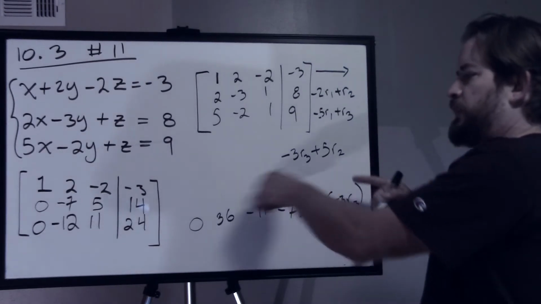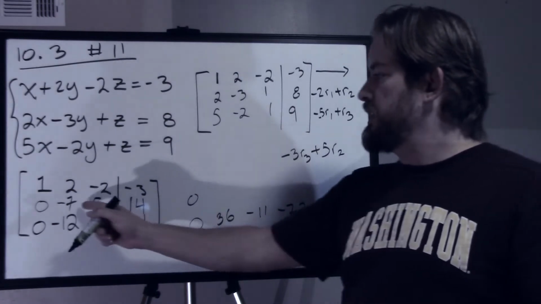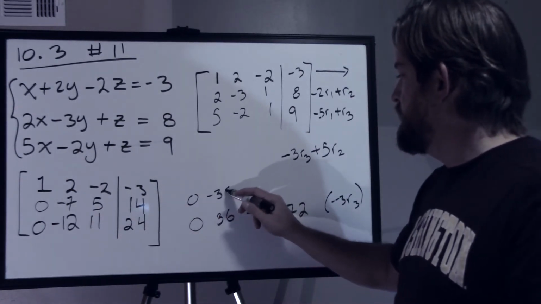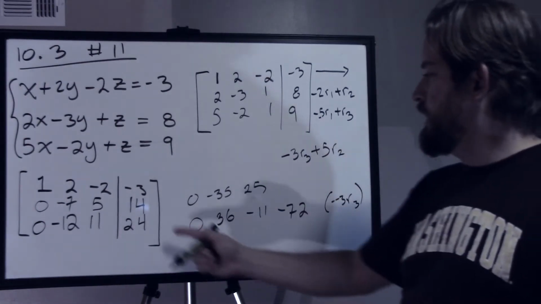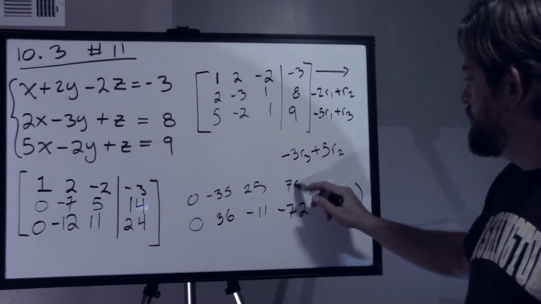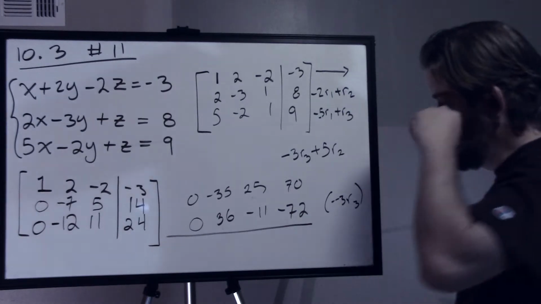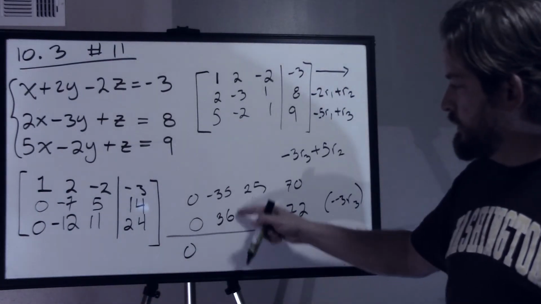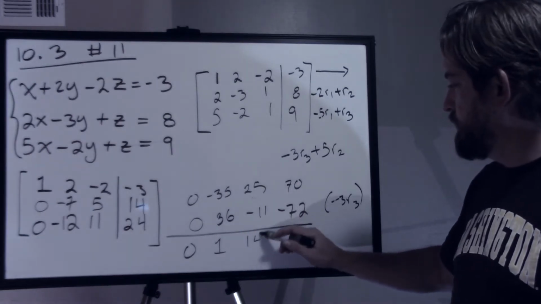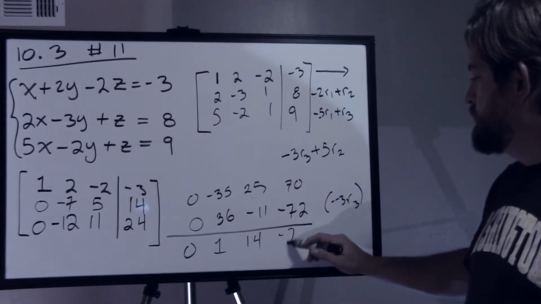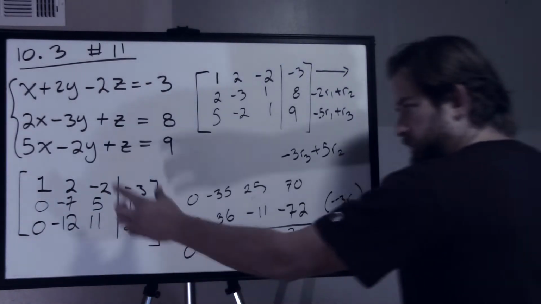And I just need to add on 5 row 2, so I'm just going to take 5 times 0 is 0. 5 times -7 is -35. 5 times 5 is 25. 5 times 14 is 70. And I'll just add these two, and that's my new row 2. So I get 0, this is 1, 25 minus 11, 14, and then minus 2. So this is what's going to take place of row 2.